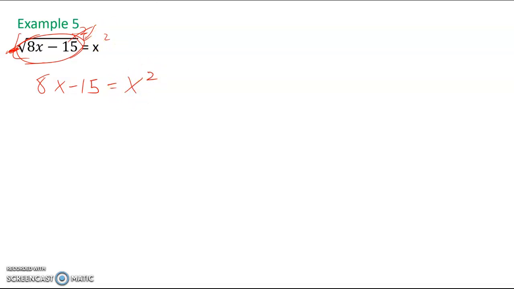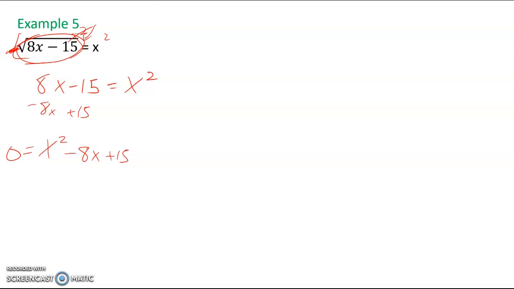So now I'm in a little bit of a different situation. Now I have 8x minus 15 is equal to x squared. Now this is not just a linear equation that I can just solve for x. This is a quadratic that I have to do a little bit more work for. So I'm going to go ahead and move everything to the one side. So I'm going to get x squared minus 8x plus 15 is equal to 0. And then from there, we need to solve this.